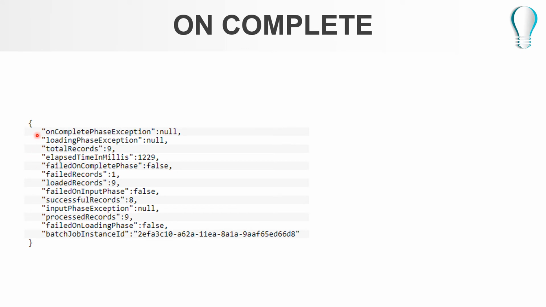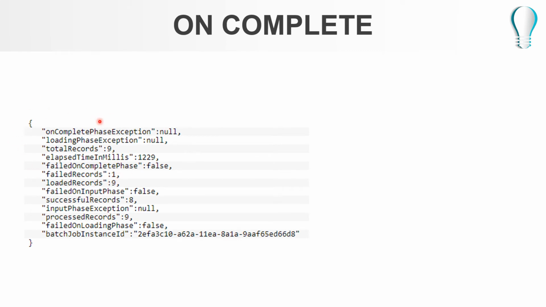Here you can see total records were 9, elapsed time in milliseconds is 1229, failed records were 1, loaded records were 9, successful records were 8, and here is your batch job instance ID. Okay, so here it will show you the summary.